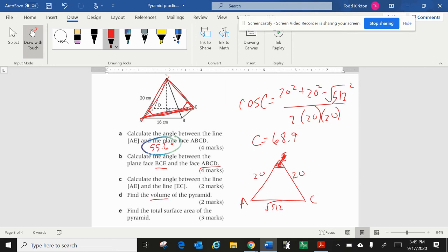Find the volume of the pyramid. The volume of the pyramid is 1/3 the area of the base times the height. So the area of the base is a square, so it's 16 by 16. And the height, we haven't found that yet, but we can easily find that. We have a whole bunch of right triangles that we've been using.